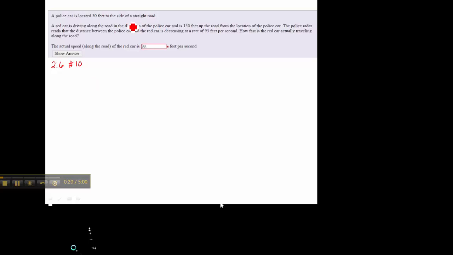A police car is located 50 feet to the side of the road, so let's put the road here. The police car is located about 50 feet this direction. The red car is driving along the road, so we have some car that's going to be moving in this direction, evidently towards the police car.